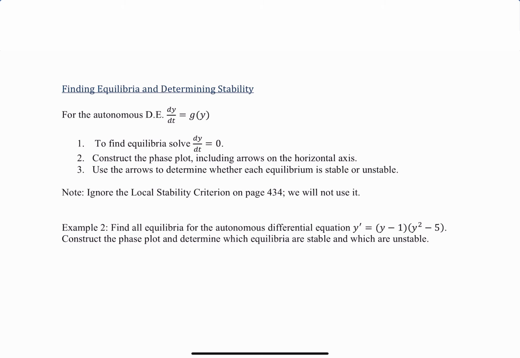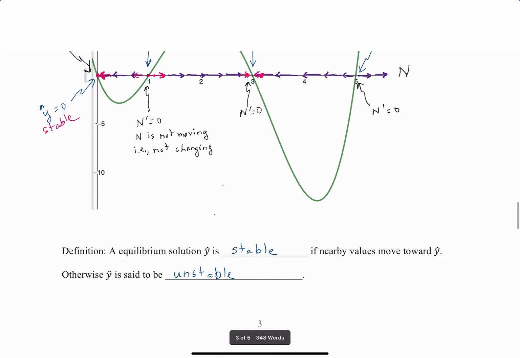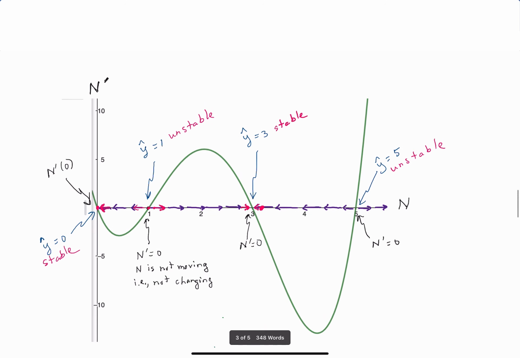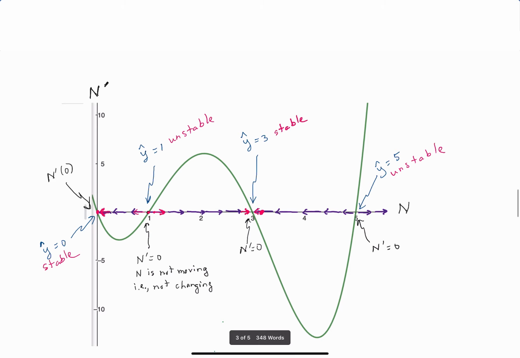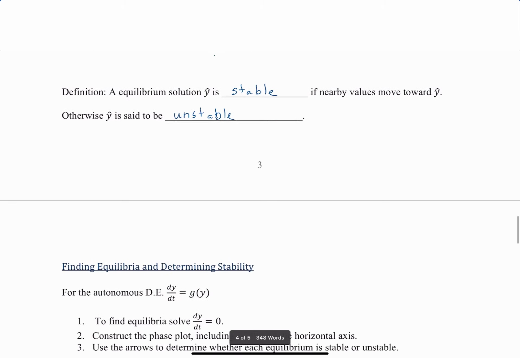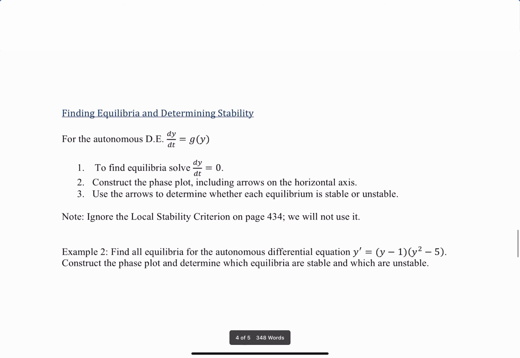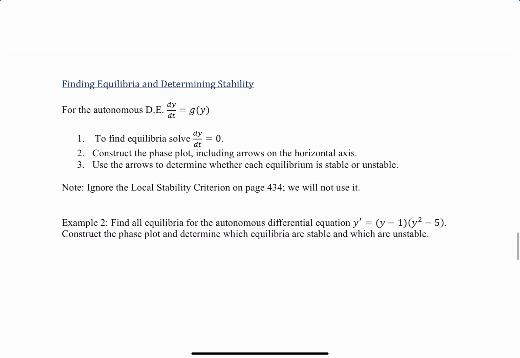Why are we doing that? Well, remember we said that equilibria happen where you have a zero derivative, which is where the phase plot crosses the horizontal axis. So you're going to set the derivative equal to 0. In other words, the formula for the derivative equal to 0. That'll get you the equilibria.